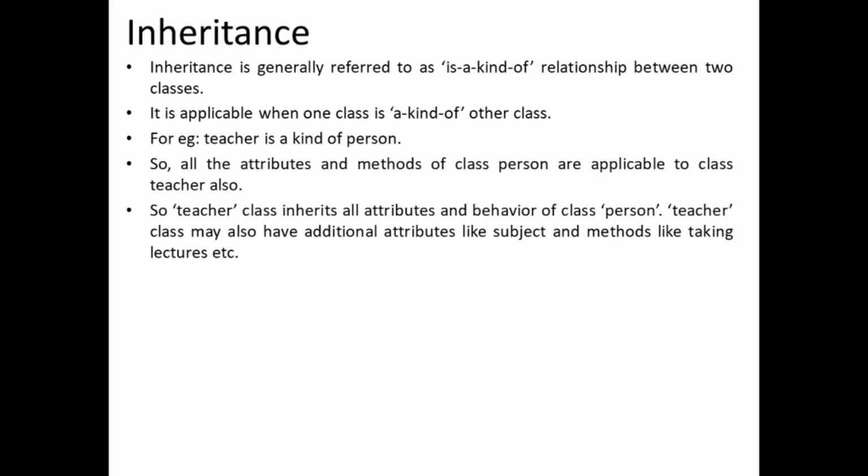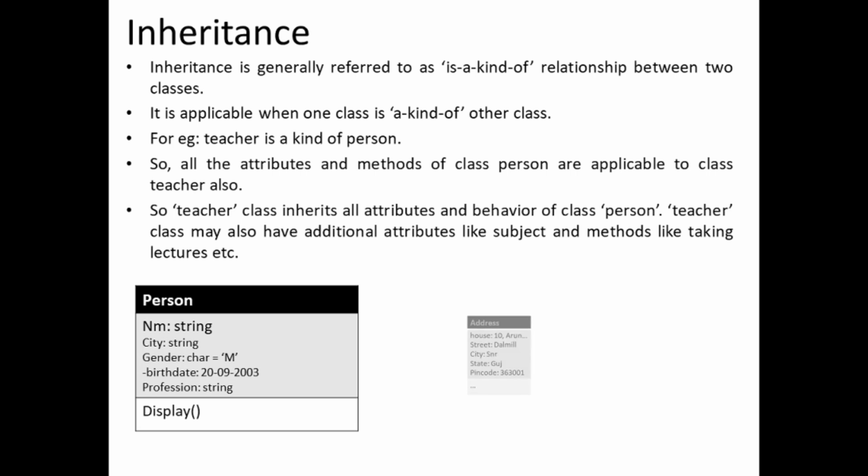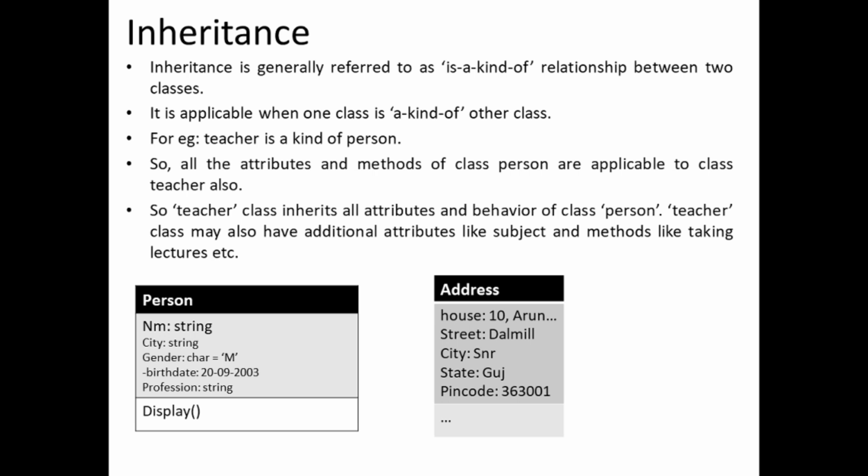So teacher class inherits all the attributes and behavior of class person. Teacher class may also have additional attributes like subject and methods like taking lectures, etc. So say suppose there are two classes, person and, oh, so sorry, person and this must be teacher. Now to establish inheritance between these two, a blank triangular sign is used.